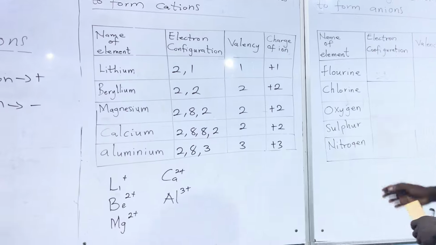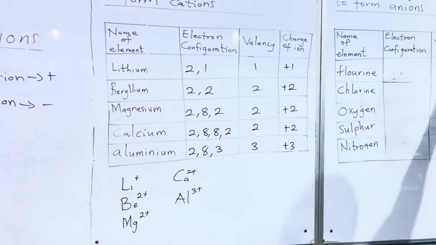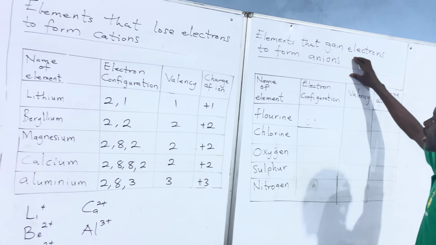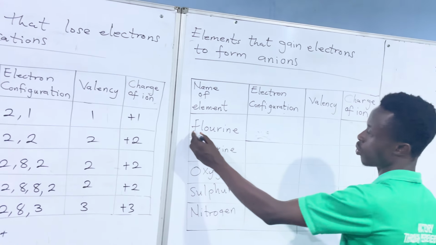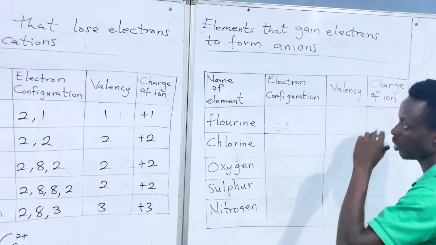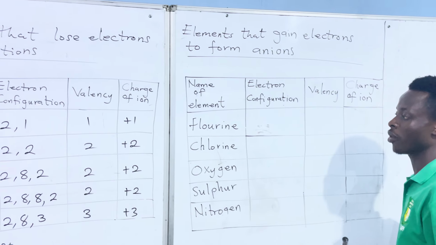Alright, so let's look at elements that gain electrons to form anions. Let's look at this one, fluorine. Let's look at its electronic configuration.